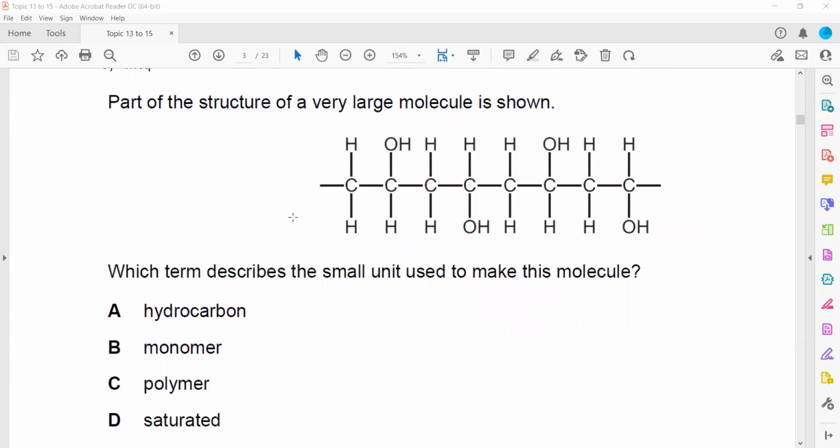Part of the structure of a very large molecule is shown. Which term describes a small unit? When we have a long chain compound, we call that a polymer. So the small unit is known as a monomer.